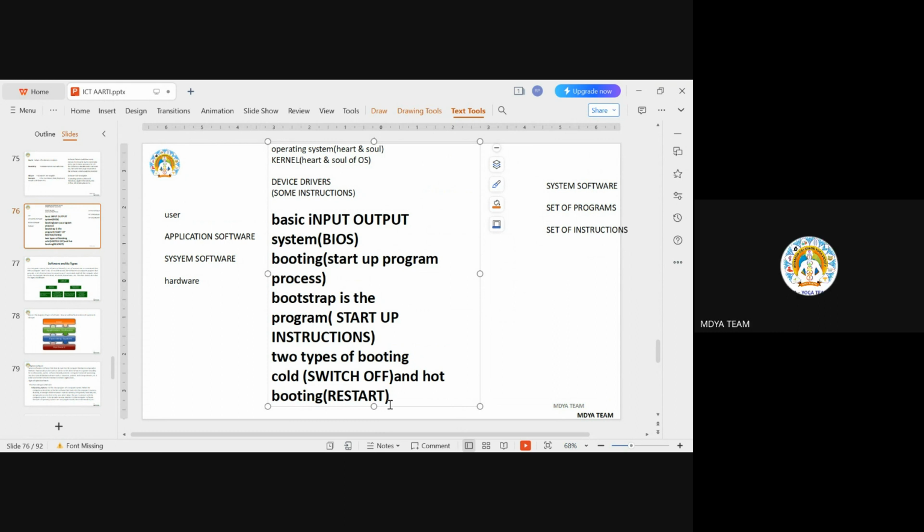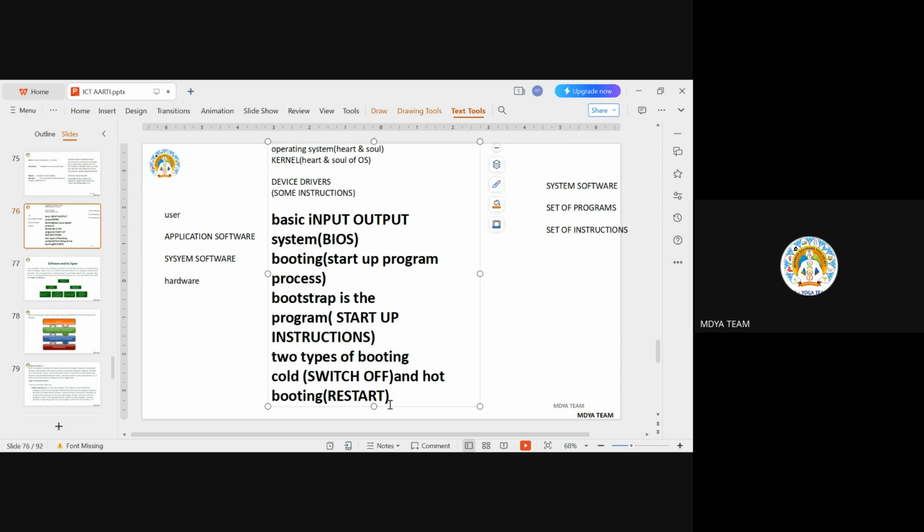Now this all comes under the operating system. The operating system is the heart and soul of the computer system, and the kernel is the heart and soul of the operating system. One main point: when the question comes in the exam, who is the heart and soul of the computer system, and the options are operating system, kernel, and others, you will tick the kernel, because it is the main part under the operating system.